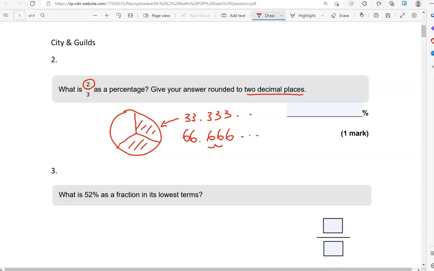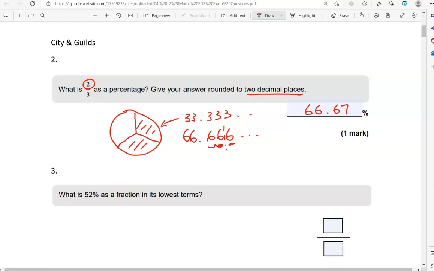So there is 1, 2. This is the cutoff point. We need to look at the next digit to determine whether we keep this digit as 6 or we go up to 7. If it's 5, 6, 7, 8 or 9, we go up. In this case, it's a 6, so that means we go up. So this is going to be 66.67%.